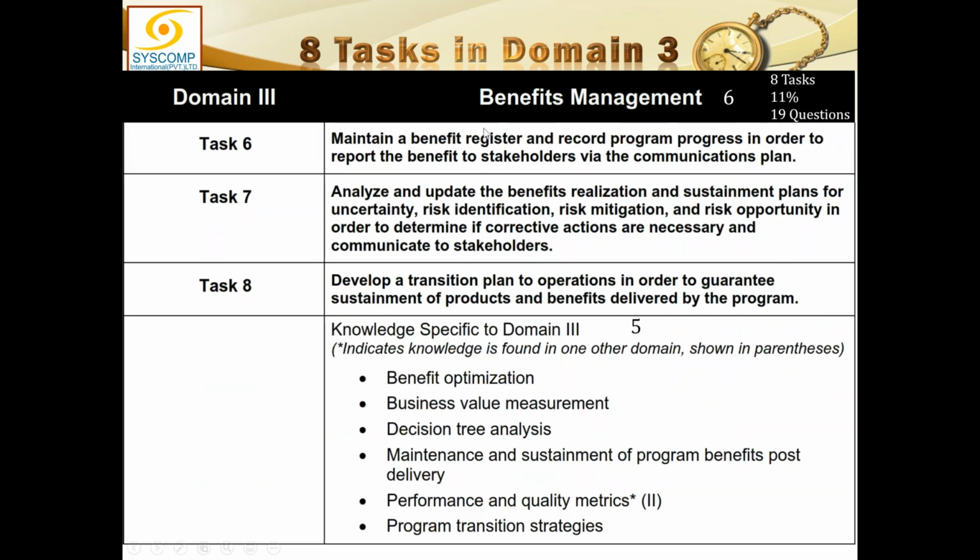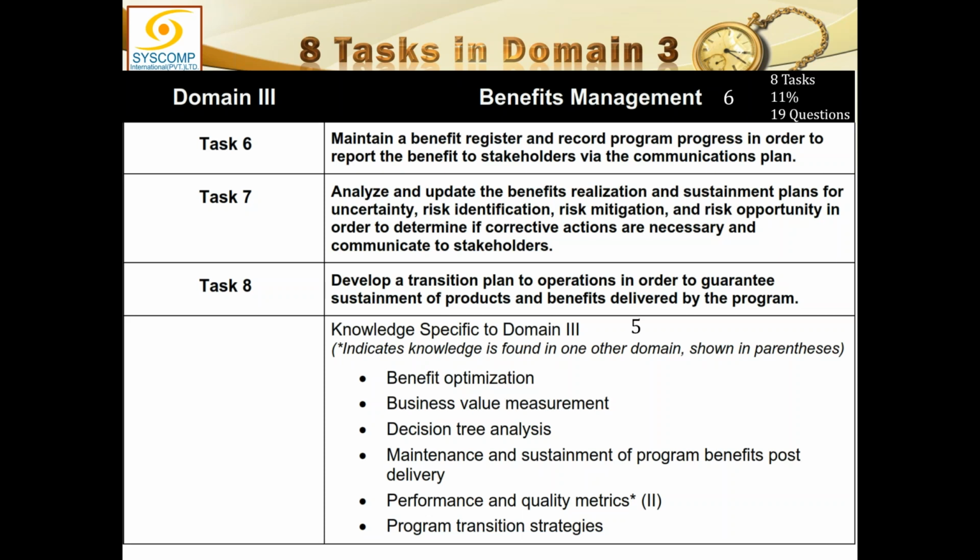Task number 6, maintain a benefit register and record program progress in order to report the benefits to the stakeholders via the communication plan. So the program has got its own communication plan to communicate with the stakeholders, and all the benefits are being recorded in a register, and the current status of each benefit is also recorded there, and that report is being shared with the stakeholders through our communication plan, and that is how we keep them abreast of what is happening and how and where we stand.